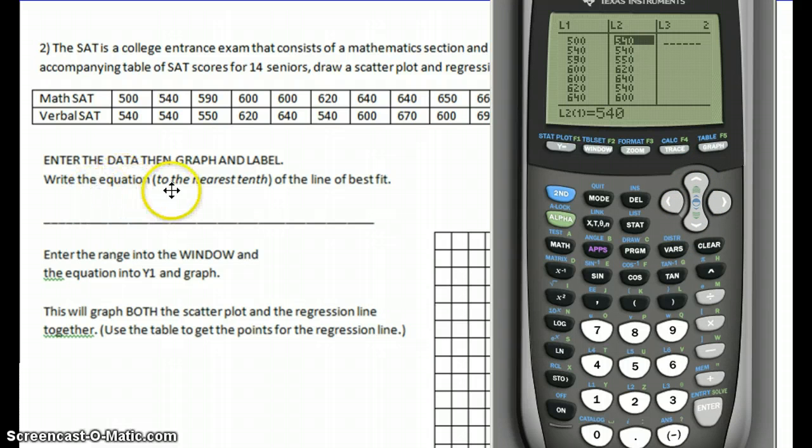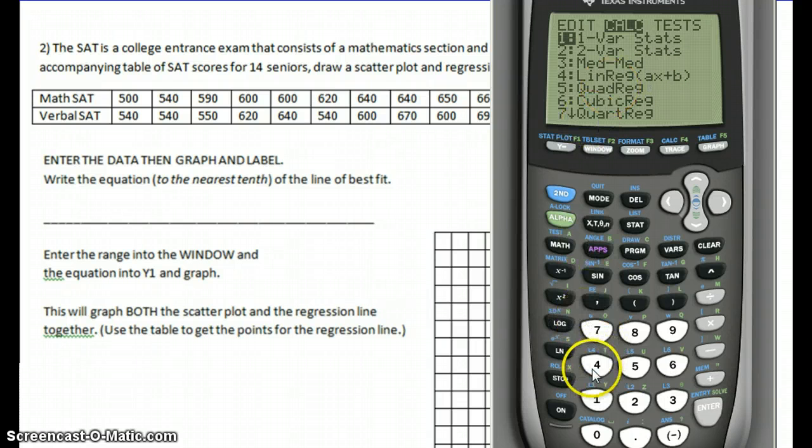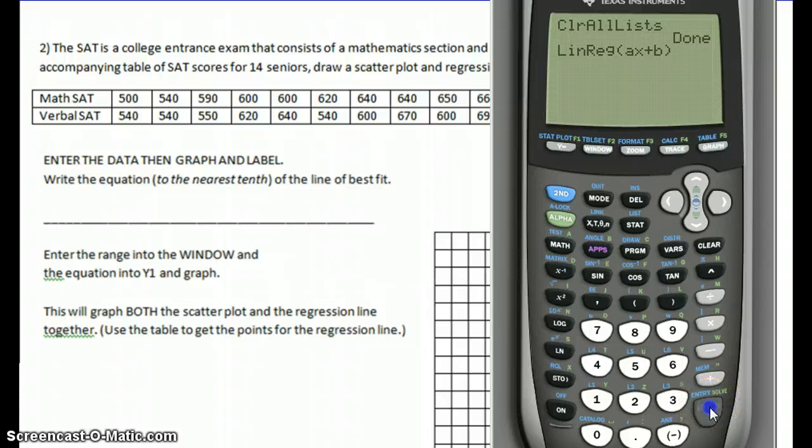Now, to get the equation of best fit, we must hit stat once again. We must calculate, so cursor over to calculate, and we want to go to number 4, linear regression, and here they even give us the form of a line, ax plus b. The a is replacing the m as the slope. So if I hit number 4 and then enter, here is the slope and here is the y-intercept of this line.